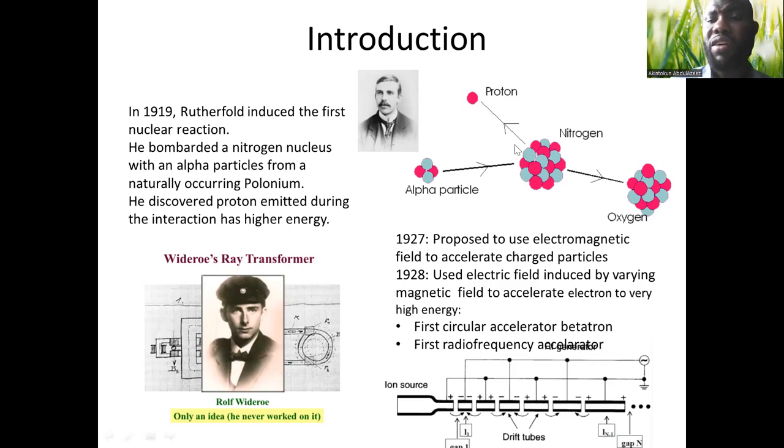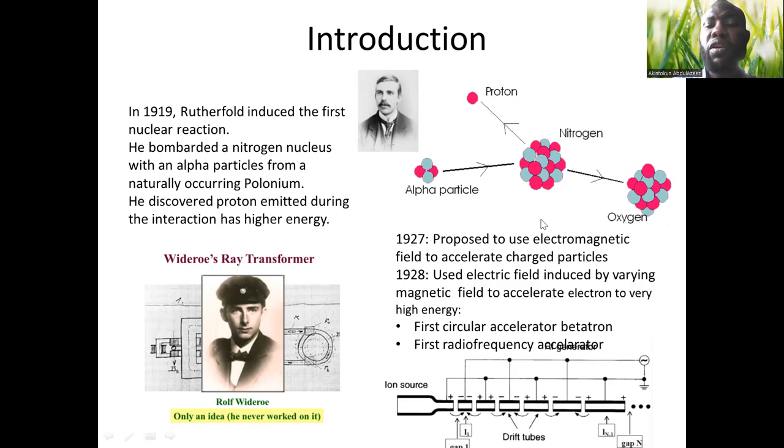When we look at the diagram on the left here, we see the alpha particle from polonium, a naturally occurring element. Then he bombarded the nucleus of the nitrogen with this alpha. A proton was given up and a new element was created, which is oxygen. So this is the first time we convert one element to another. And this further convinced physicists, or scientists at that time, that we need a more energetic particle to probe the nucleus.